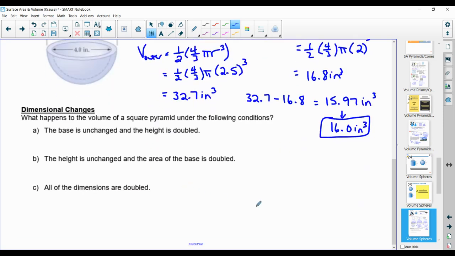All right, now we're going to talk a little bit about dimensional changes, and I will mention a little bit about conversions at the end, but I will do a separate lesson on conversions for our next lesson. So the question here asks us, what happens to the volume of a square pyramid under the following conditions? Well, we're talking about volume, so I want you to remember that volume is area of the base times the height, and in this case, because it's a pyramid, we're also dividing by 3. That dividing by 3 isn't going to have any impact, so we could even just think about how this would affect a prism. If the base is unchanged and the height is doubled, so if I double just the height but I keep the area of the base the same, that's going to double my volume.